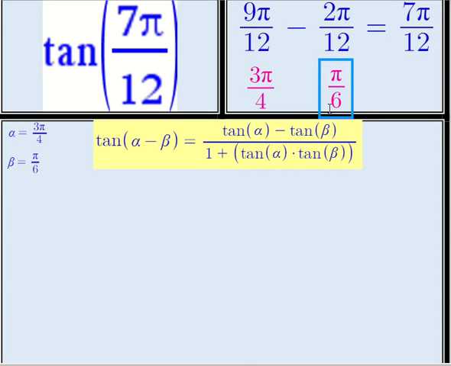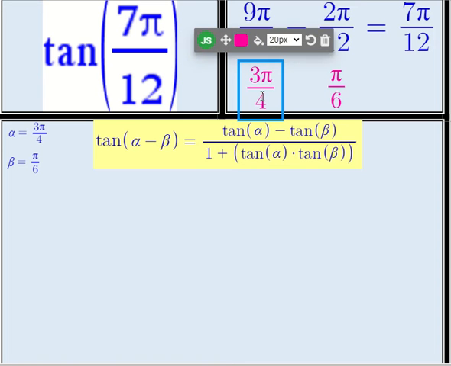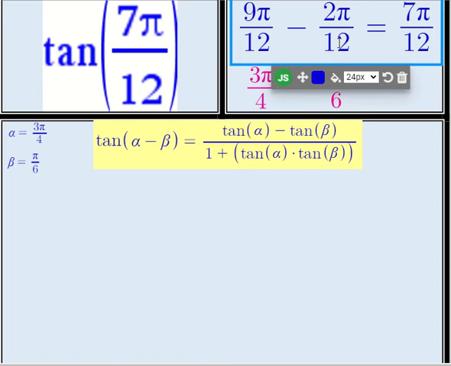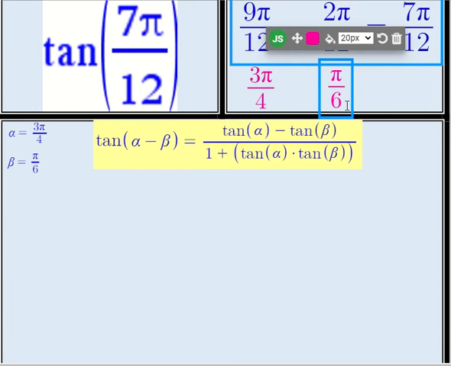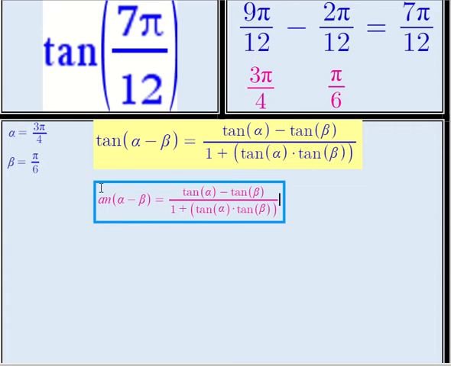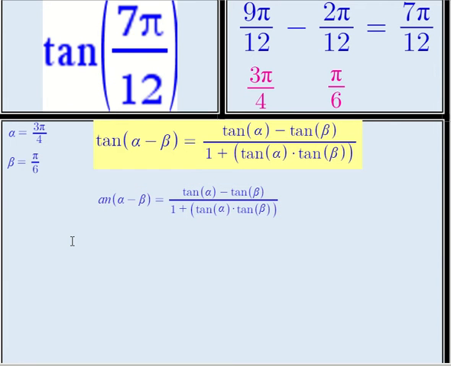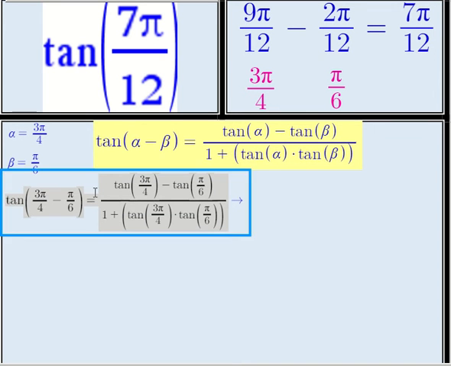Now, when you think about the unit circle, 9 pi over 12 simplifies to 3 pi over 4. 2 pi over 12 simplifies to pi over 6. So those are the exact values that we're going to use. So we're taking our subtraction formula, and everywhere that we see an alpha, we're going to replace it with 3 pi over 4. Everywhere we see a beta, we're going to replace it with pi over 6.